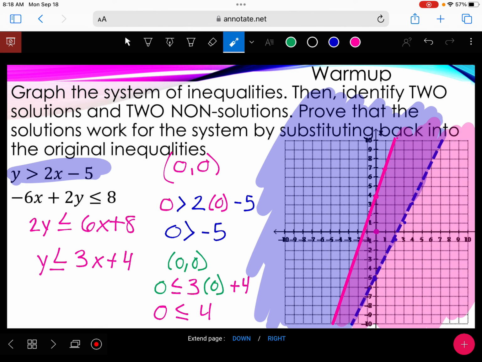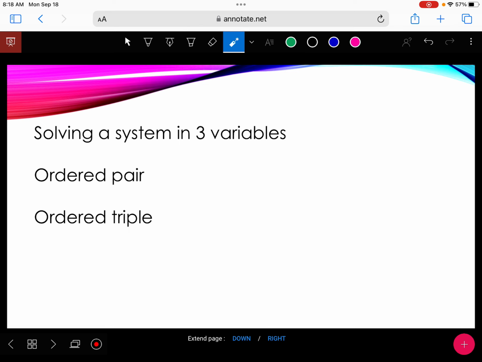Okie dokie. So our last concept that we are going to work through in this chapter is called a 3-variable system. Solving a system in 3 variables. We are going to be using our substitution a little bit. We're going to be using our elimination mostly.